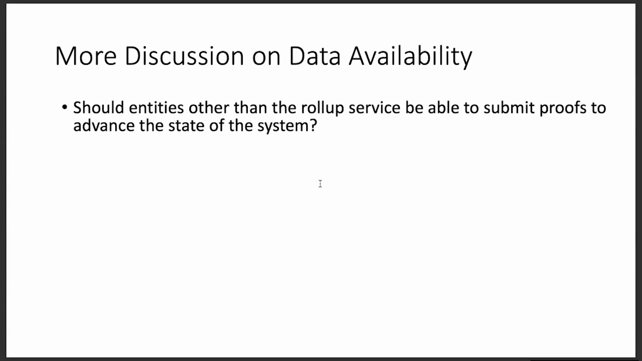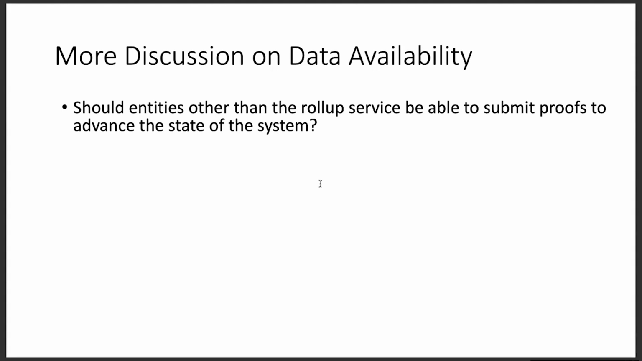Mm-hmm. Yeah, I don't think there is a right answer, but just to clarify, if you did want only the rollup service to be able to submit proofs, you could do it just by requiring them to sign the proofs, right? The smart contract says I look for a digital signature corresponding to the rollup service's public key or something.